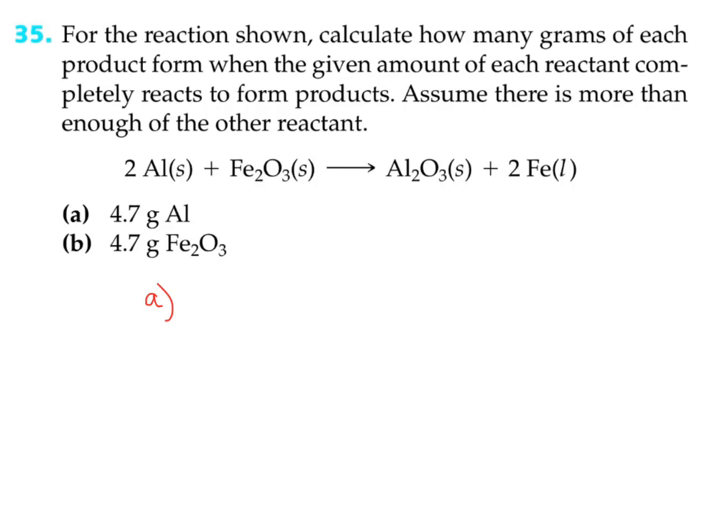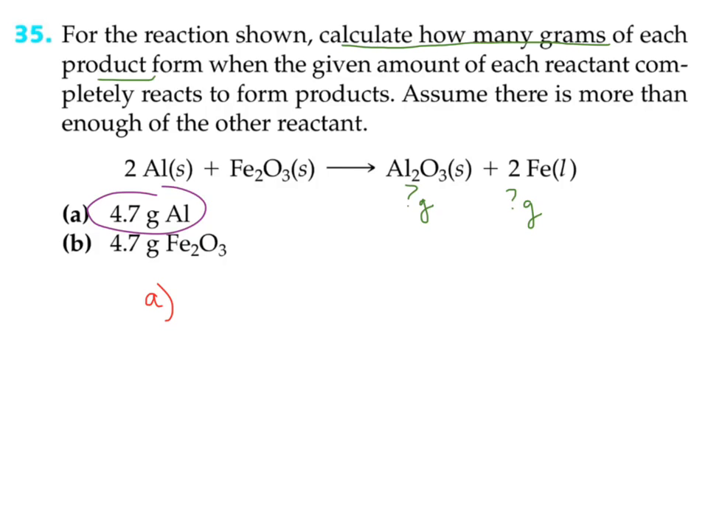Okay, for the first one, it looks like this. You have to read it a few times. I usually do. Chemistry problems are like this. Okay, calculate how many grams of each product. So actually, you're going to have to go for grams of aluminum oxide and grams of iron. Okay, that will form, in this case, starting with 4.7 grams of aluminum. So for instance then, it looks like this.